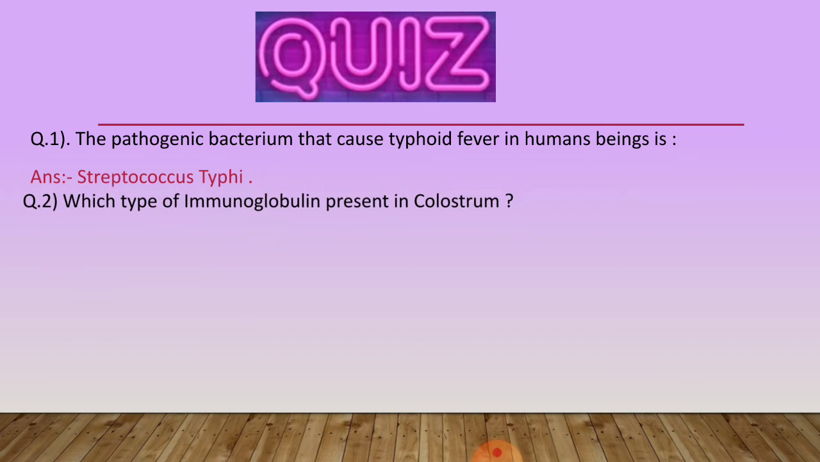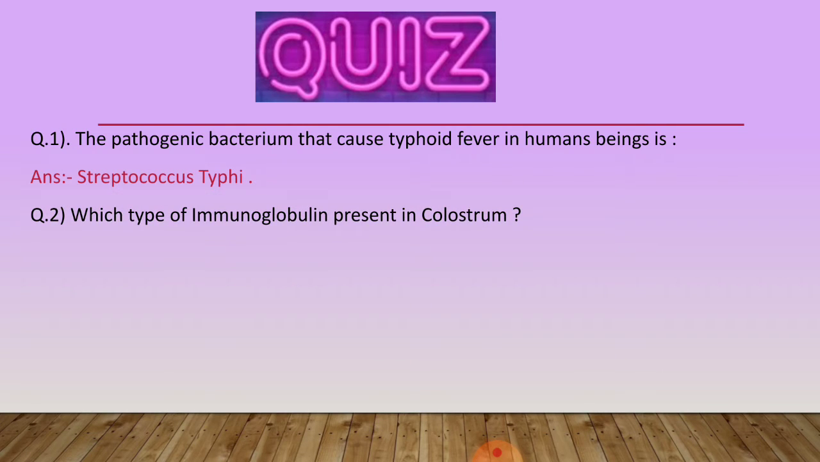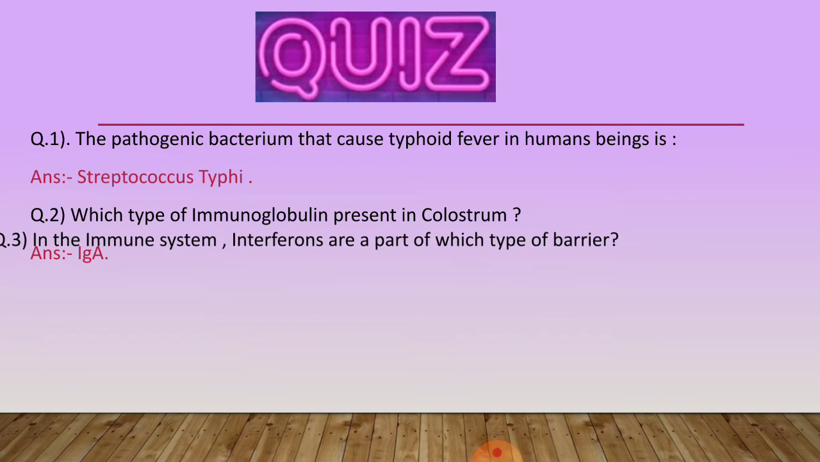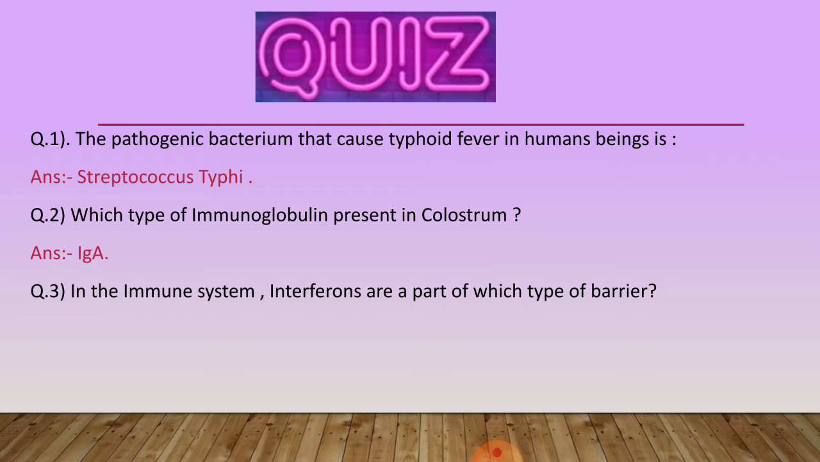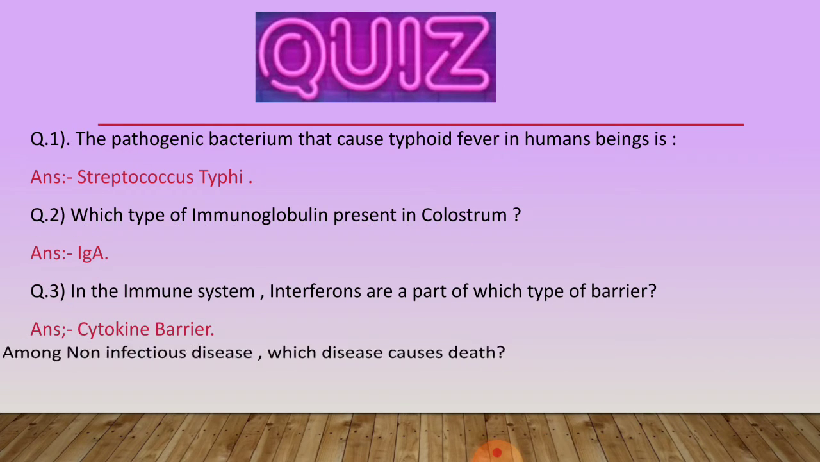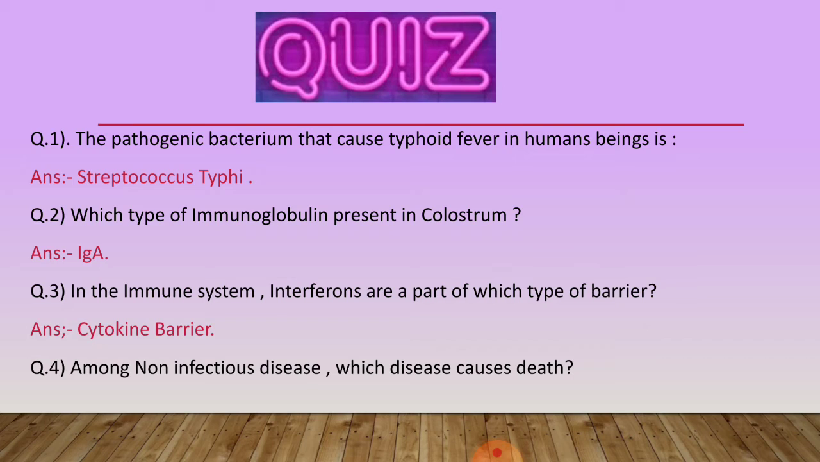My second question is: which type of immunoglobulin is present in cholesterol? Answer is IgA. My third question is: in the immune system, interferons are part of which type of barrier? Answer is cytokine barrier. My fourth question is: among non-infectious diseases, which disease causes death? The answer is cancer.